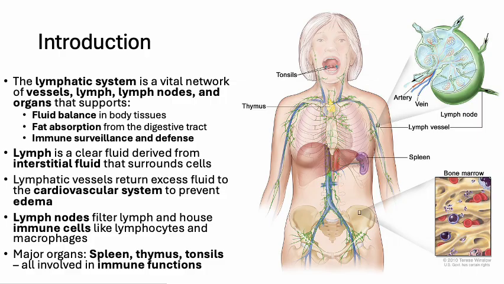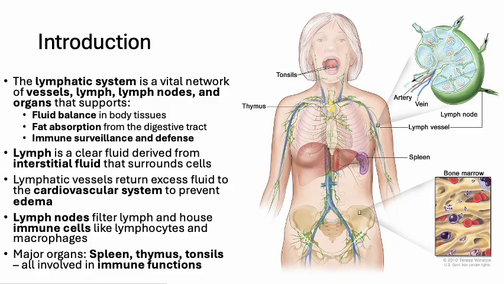Another function is in the absorption of fats. Specialized lymphatic capillaries called lacteals, found in the linings of the small intestine, also absorb dietary fats and transport them to the bloodstream. This function complements the digestive system.